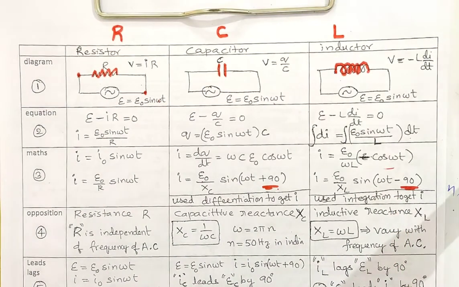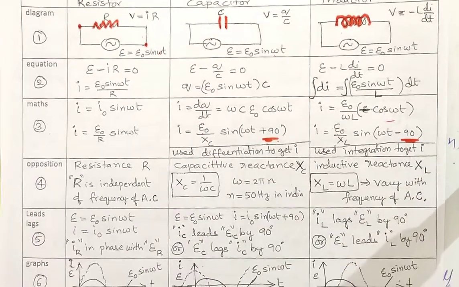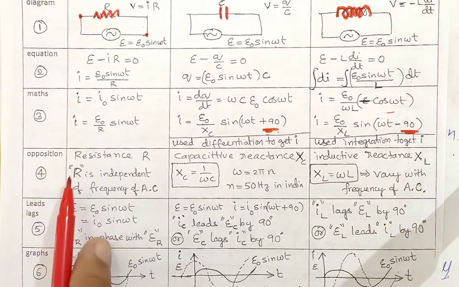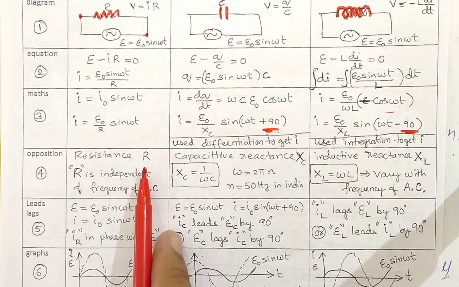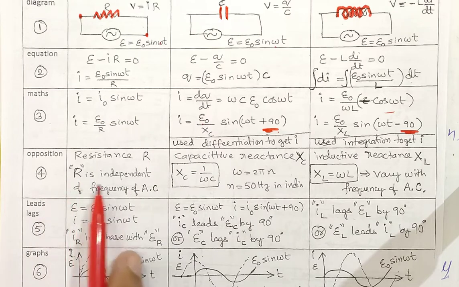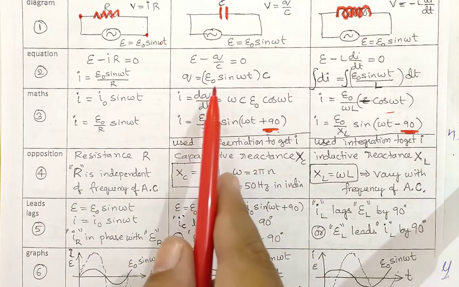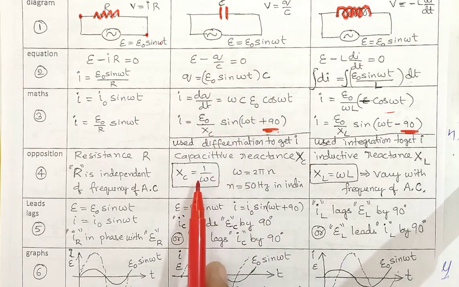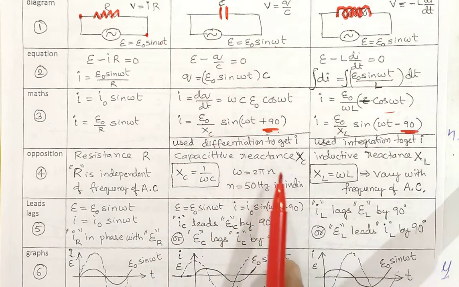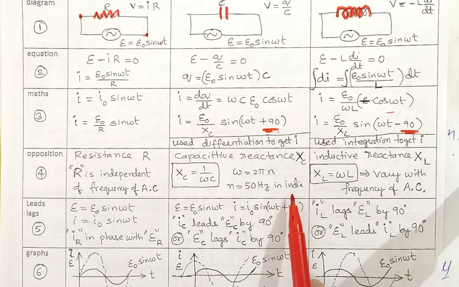So now the opposition in case of resistive circuits is the resistance itself, and this R is independent of frequency of alternating current. Whereas capacitive reactance, where we took omega C into the denominator, depends on omega, where omega is 2 pi n, the angular frequency, and n is 50 Hz in India and 60 Hz in America.